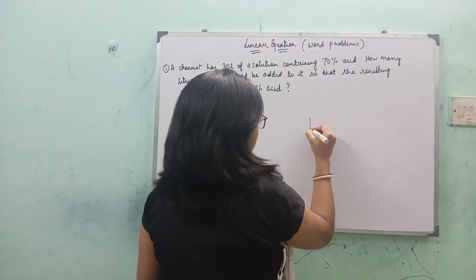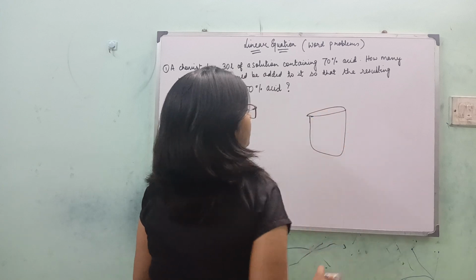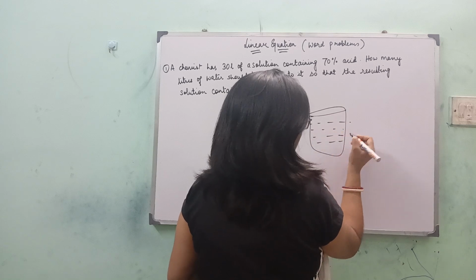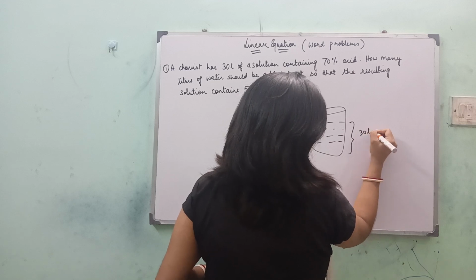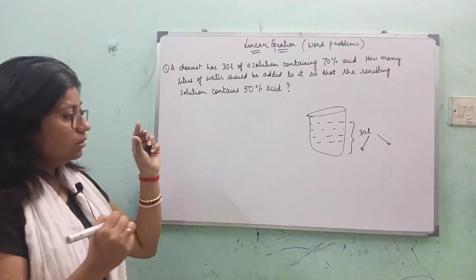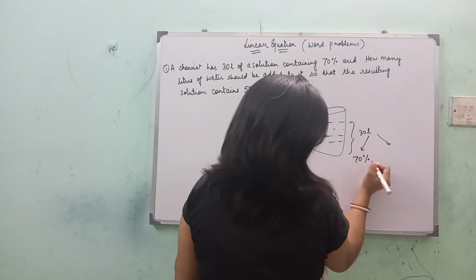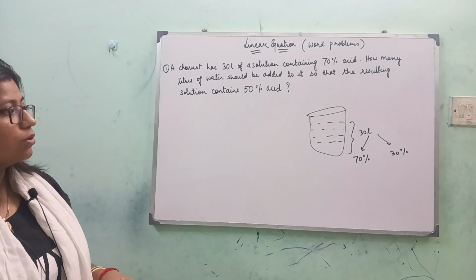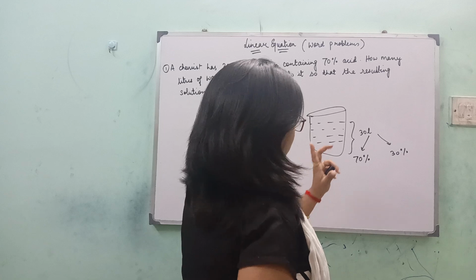So suppose there is a beaker here containing a solution. Now the solution is a 30-liter solution, containing acid and water. The acid is 70%, so the remaining percentage is automatically water in it. Out of 30 liters, this 70% is acid.